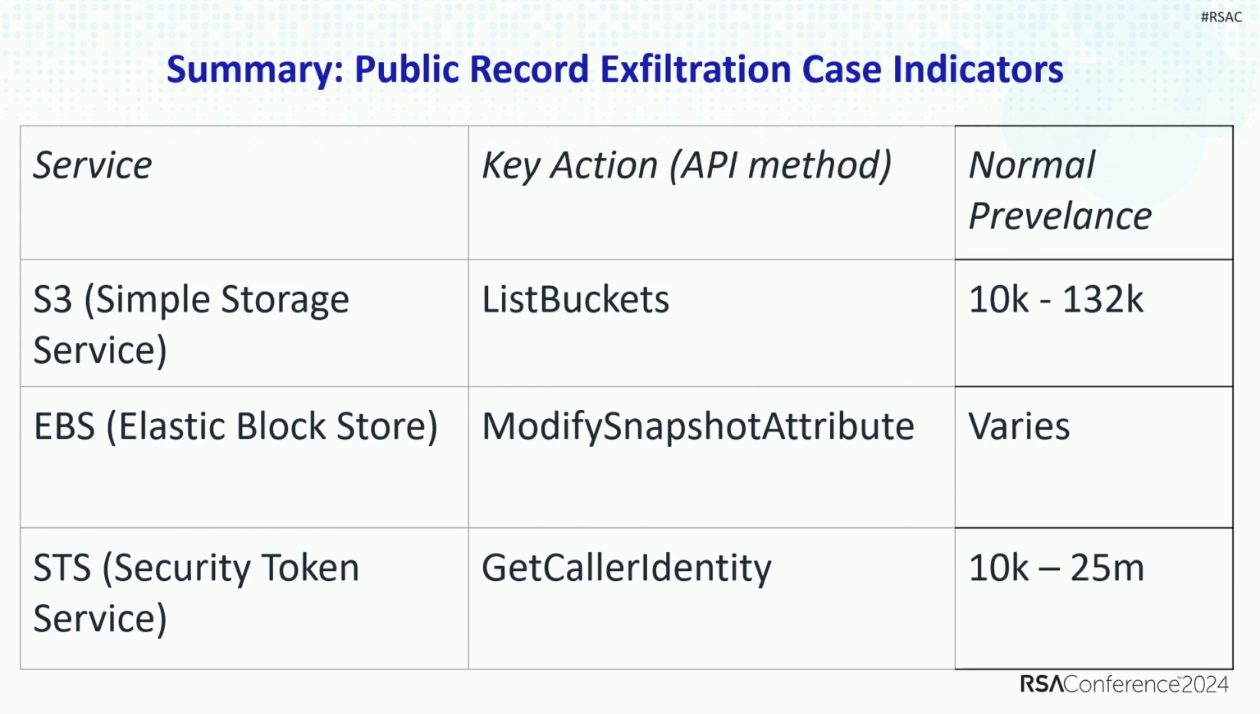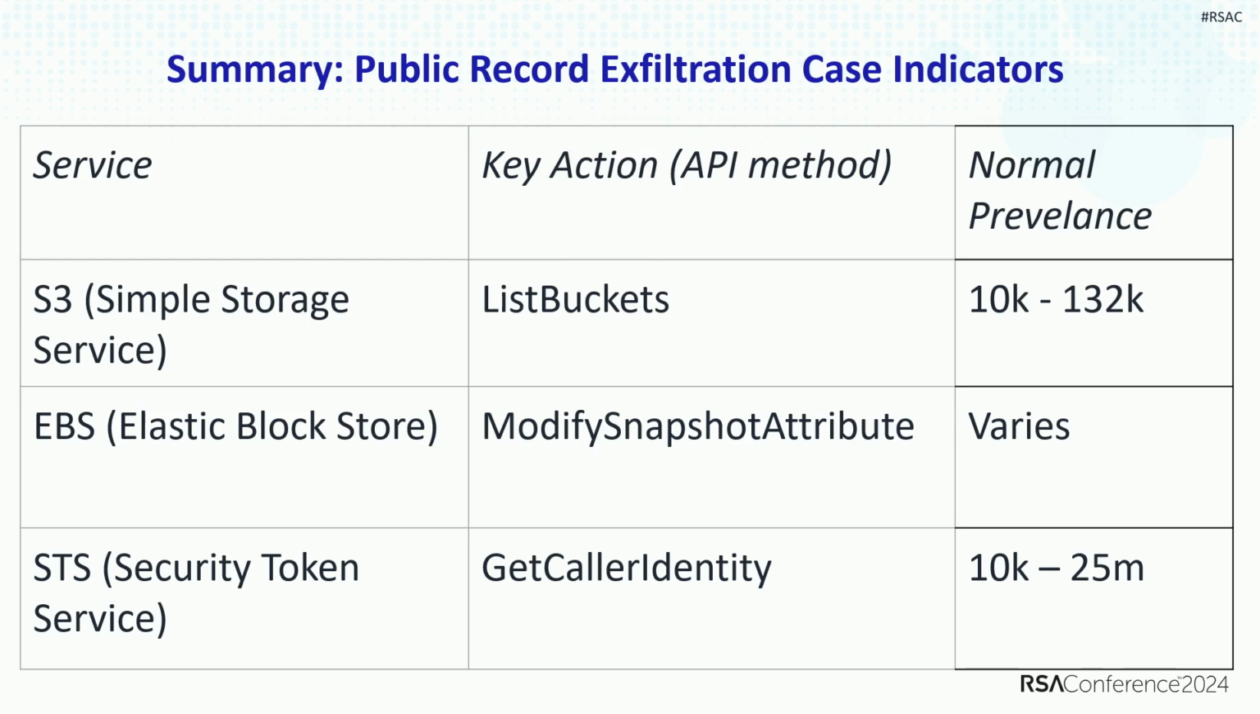The list bucket event is voluminous because the first step in grabbing files from a bucket is you call list buckets in order to enumerate bucket names, and then you can start to enumerate file names and then get the files that you're interested in. So in a smaller environment, you might have, say, 10,000 instances of the list bucket command over the course of a month. In a larger environment that's using S3 as a data layer, you could have more than 100,000 of these per month.